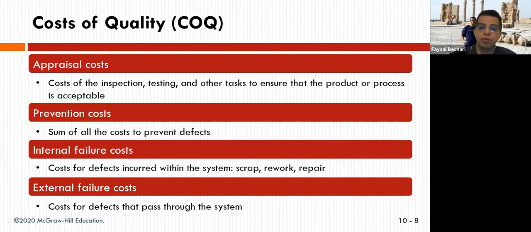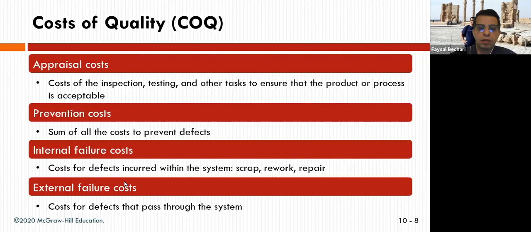Internal failure cost is the cost of defects incurred within the system: scrap, rework, and repair. So if something in a process in the system breaks, you have to throw it away, and it costs you. You have to rework it again, which also costs you time and effort, or repair it, which also costs you time and effort.